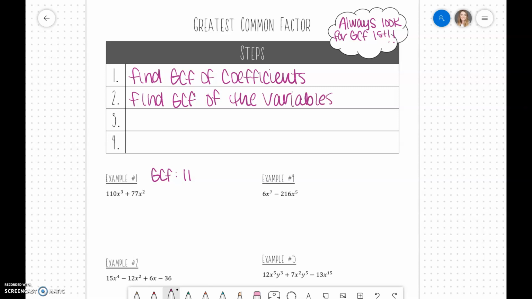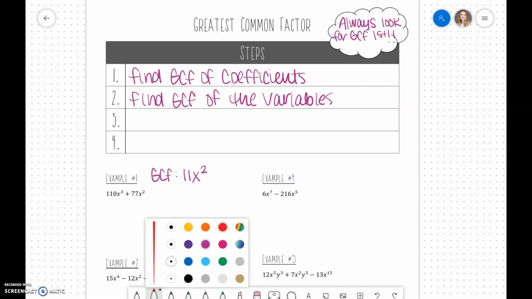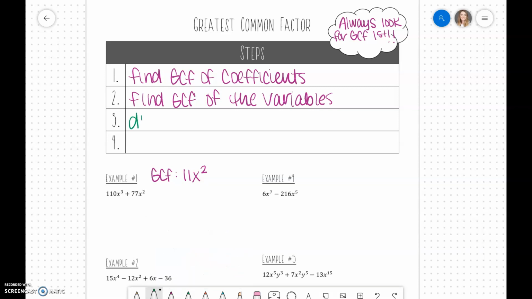And so here I have an x cubed, here I have an x squared. So this is like 3 x's being multiplied, 2 x's being multiplied. So what they have in common are 2 x's being multiplied. And so what I'm going to pull out of each of these terms is an 11x squared. And when I say pull out, what I mean by that is basically we're going to divide each of these terms by this greatest common factor, and that's our step 3.